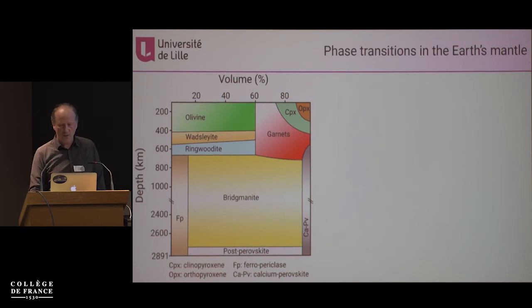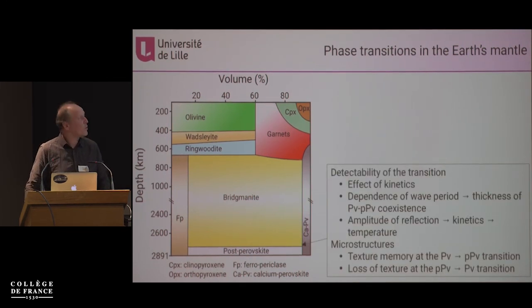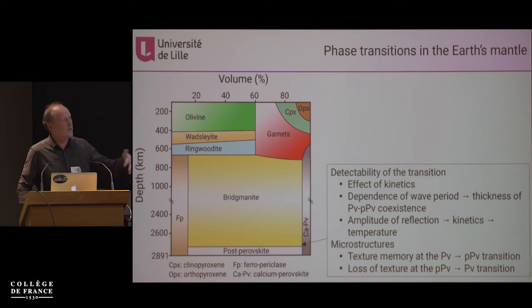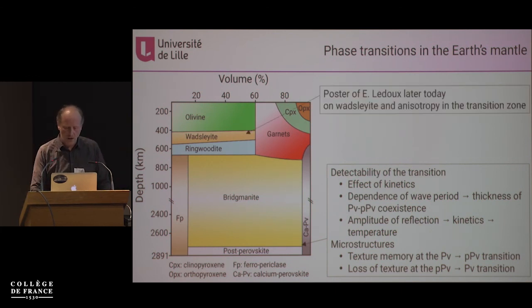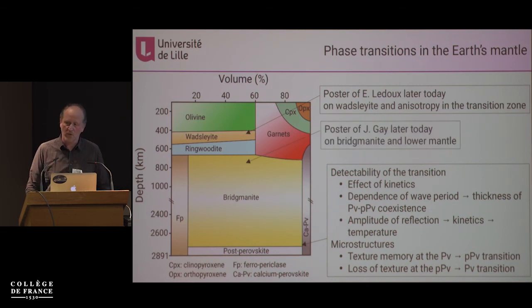So, phase transitions in the mantle. Today I tried to talk to you about D double prime, detectability, and the effect of kinetics and the effect on microstructures. Then I advertise again the 2 posters, one on the transition zone and one on the mantle below the 660. Thank you.